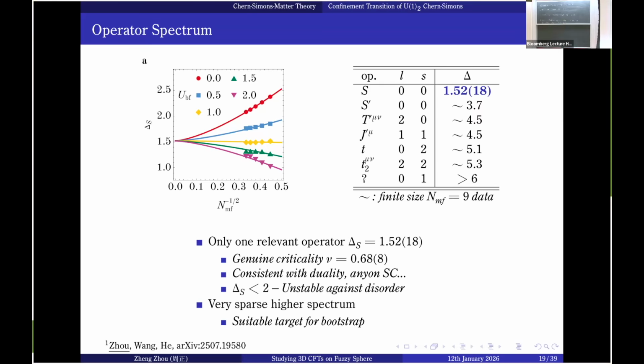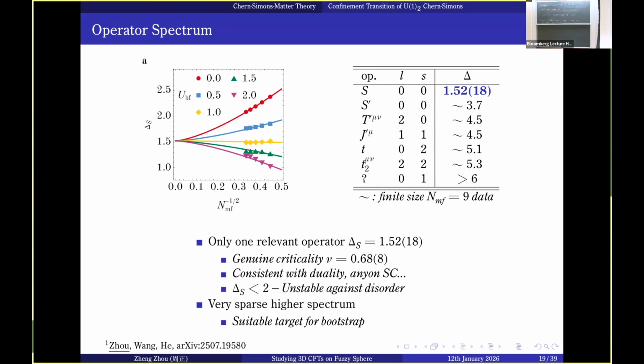So the anisotropy that breaks SO3 to O2 is irrelevant, and things like anyon superconductivity, etc. And the fact that delta S is less than 2 means this transition is unstable against disorder.